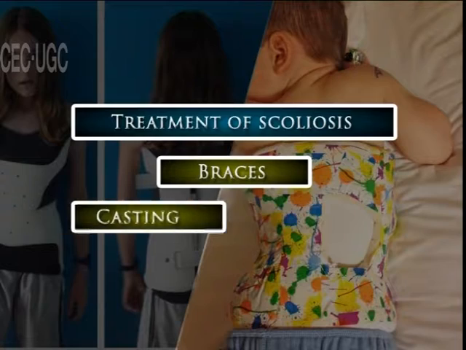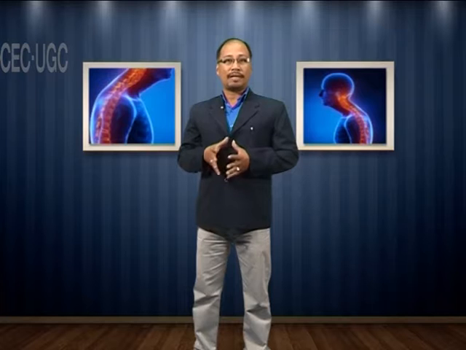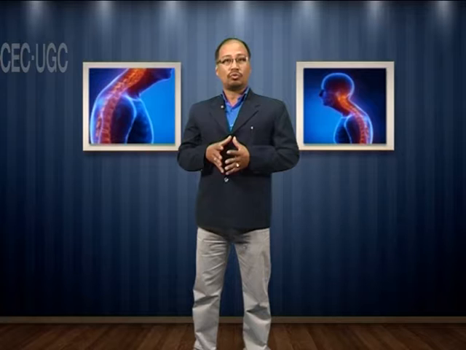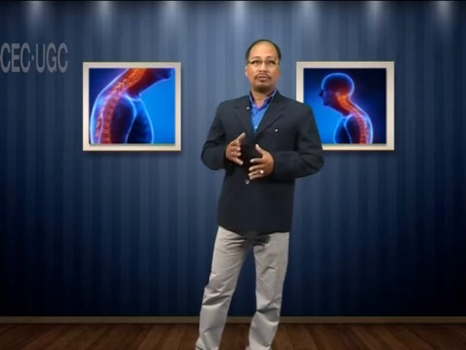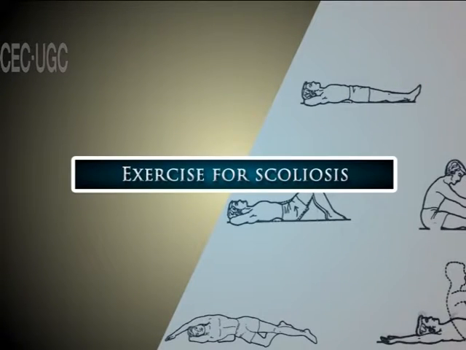And second one is casting. Casting instead of bracing is sometimes used for infantile scoliosis to help the infant's spine go back to its normal position as it grows. This can be done with a cast made of plaster of Paris. The cast is attached to the outside of the patient's body and will be worn all the time. Because the infant is growing rapidly, the cast is changed regularly. So here comes the exercise for scoliosis.